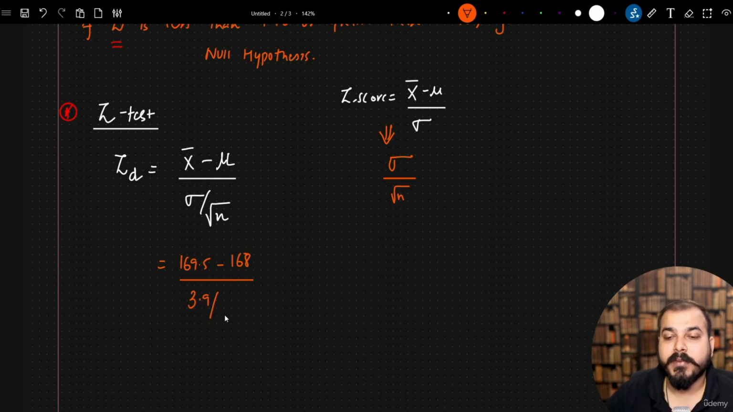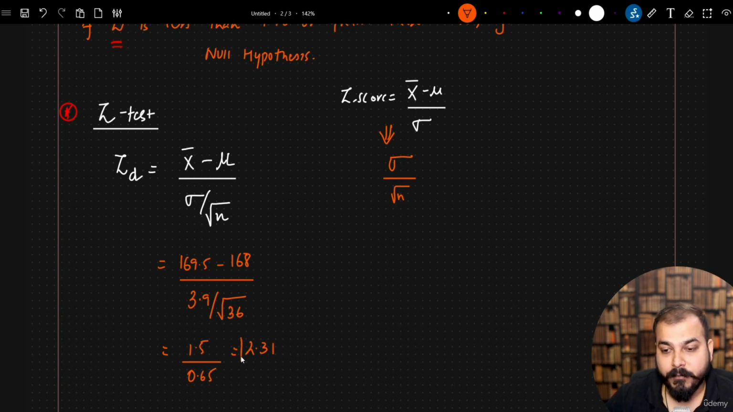My sigma is 3.9 divided by root 36. So if I do this calculation, it will come to somewhere around 1.5 divided by 0.65, which is nothing but 2.31. Now see, what is my Z value coming? Z of D, right? It is 2.31.